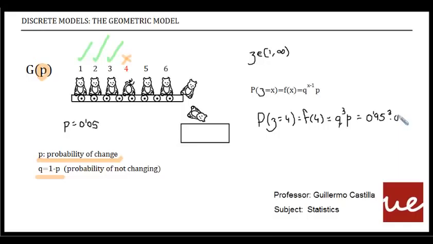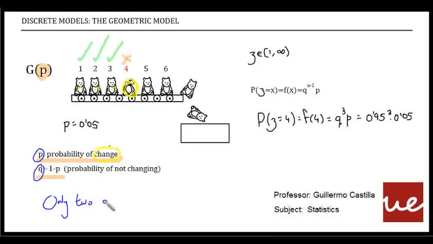In this case, q is the complementary of p, which is, p is 0.05, sorry. So q would be 0.95. So it's 0.95 cubed times 0.05. So the probability of changing is that 5%, and the probability of that change taking place after 4 inspections is that 0.95 cubed times 0.05. So the important parts are p and q, and to know when it happens.